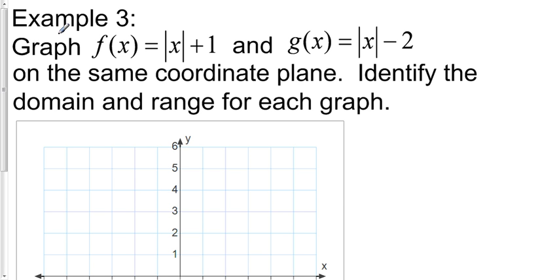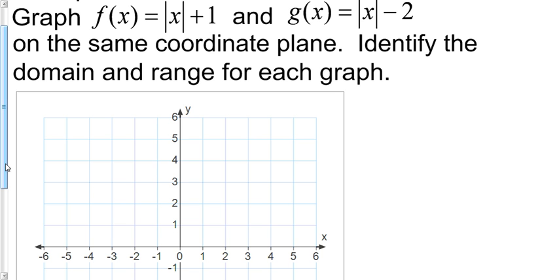Let me show you how to graph these too. By the way, you could also use a graphing calculator to graph these, but today we're going to try to do it by hand. So in example 3, we want to graph f of x equals the absolute value of x plus 1, and g of x equals the absolute value of x minus 2 on the same coordinate plane. Then we're going to identify the domain and range for each graph.